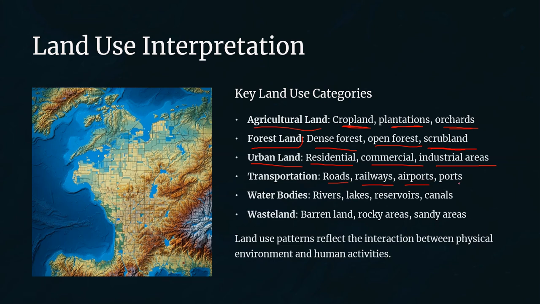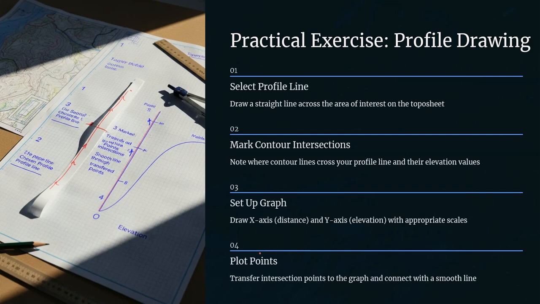In transport you can identify the road, railways, and airports, right? And the port also, the port feature is there in the toposheet, right? So there you can understand this. And the water bodies: rivers, lakes, reservoirs, canals, all those things come under this, right? And the wasteland, that is barren land, rocky area, and sandy areas. So land use you can easily identify from the toposheet.